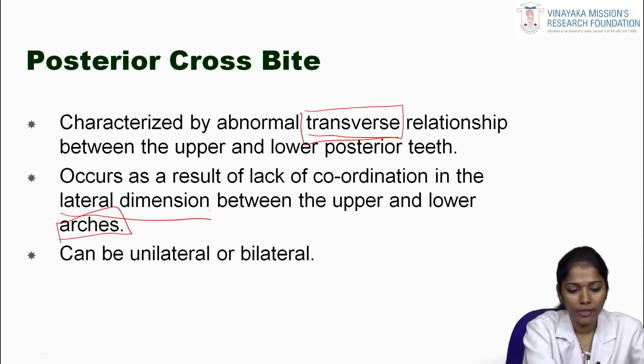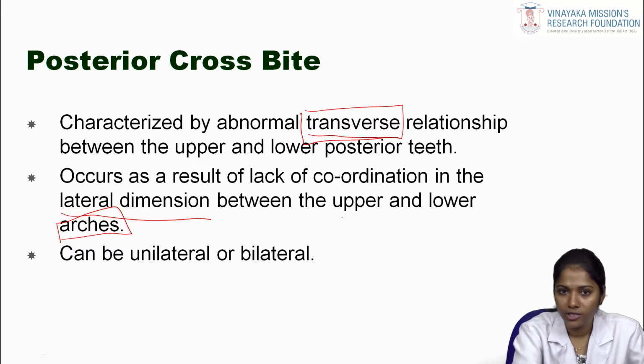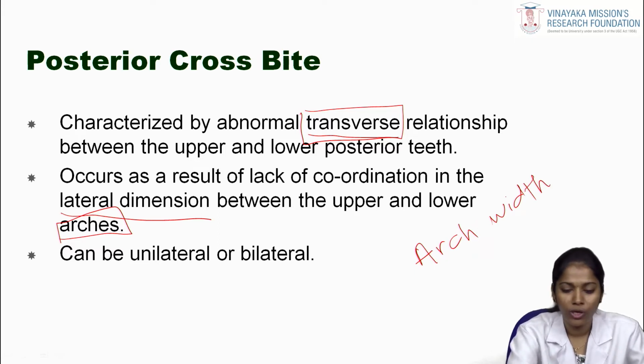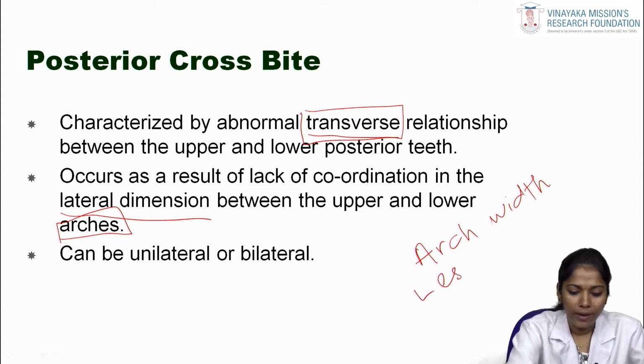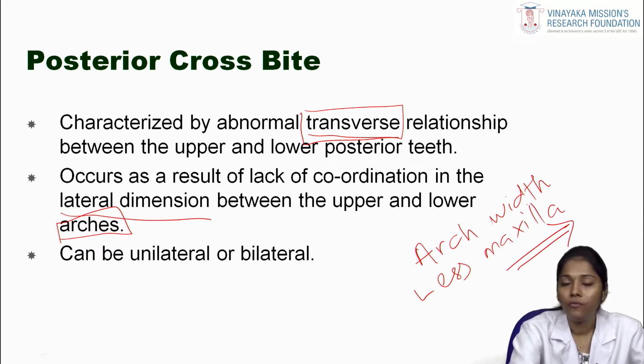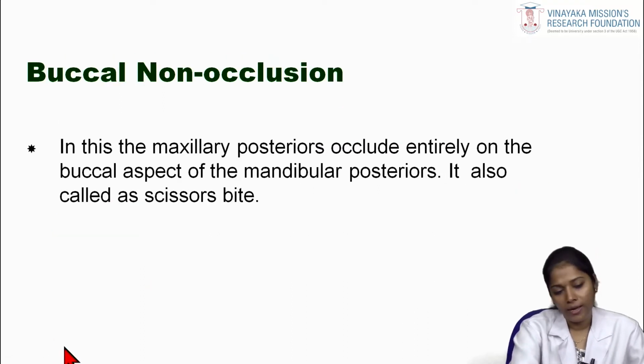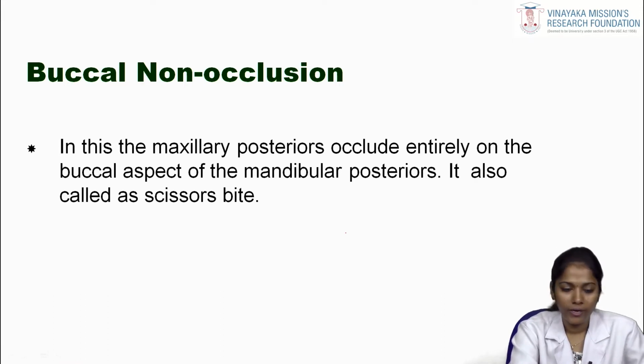So the lateral dimension between upper and lower arches refers to the arch width, that is the transverse dimension: intermolar, intercanine, interpremolar width. When the arch widths are relatively less in the maxilla or more in the mandible, we have this kind of posterior cross bite. It can be unilateral or bilateral. And we have different technical terminologies for the same situation.